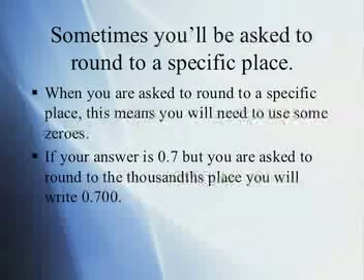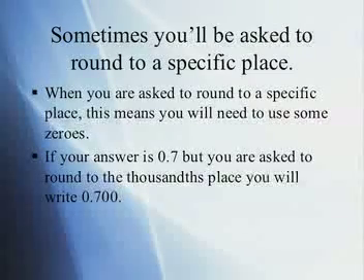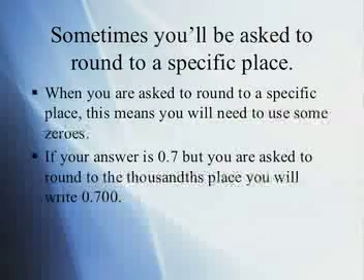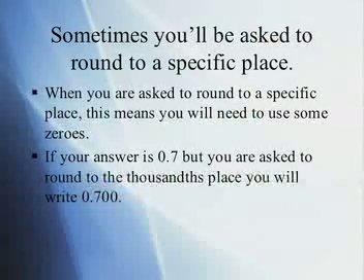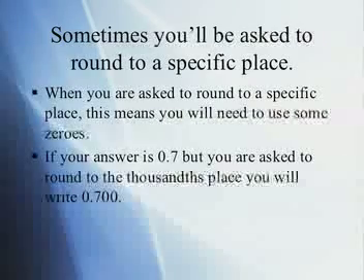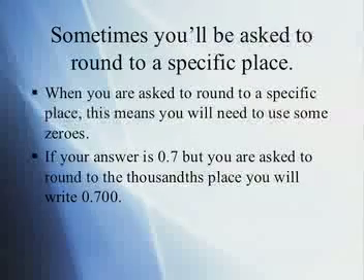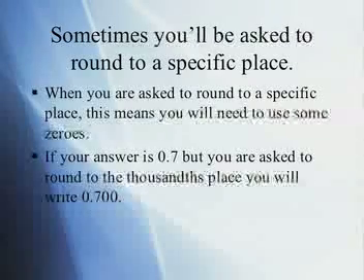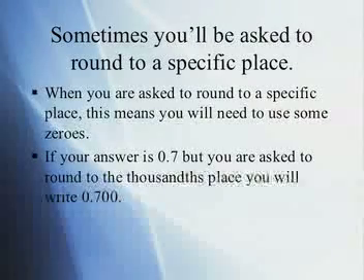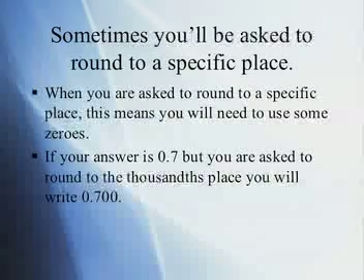Sometimes you'll be asked to round to a specific place. When you are asked to round to a specific place, sometimes this means you'll need to use extra zeros. So if your answer for something is 7/10, 0.7, but you are asked to round or show your work to the thousandths place, you will want to write 0.700.